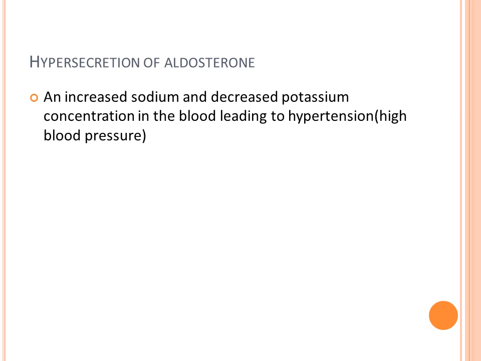Now, what happens when there is a hypersecretion of aldosterone? An increased sodium or a decreased potassium concentration in the blood leads to hypertension, or we can say high BP. How is it caused? The sodium-potassium balance which was being maintained normally in the body, due to hypersecretion of aldosterone, the full mechanism is not working properly. So high BP happens and the person is put on medicines. This happens when we are secreting more aldosterone in our body.